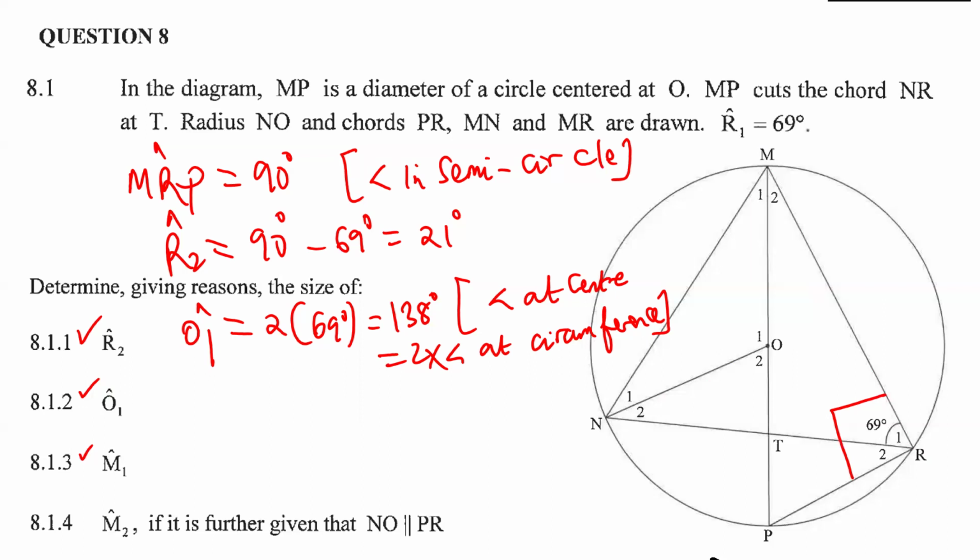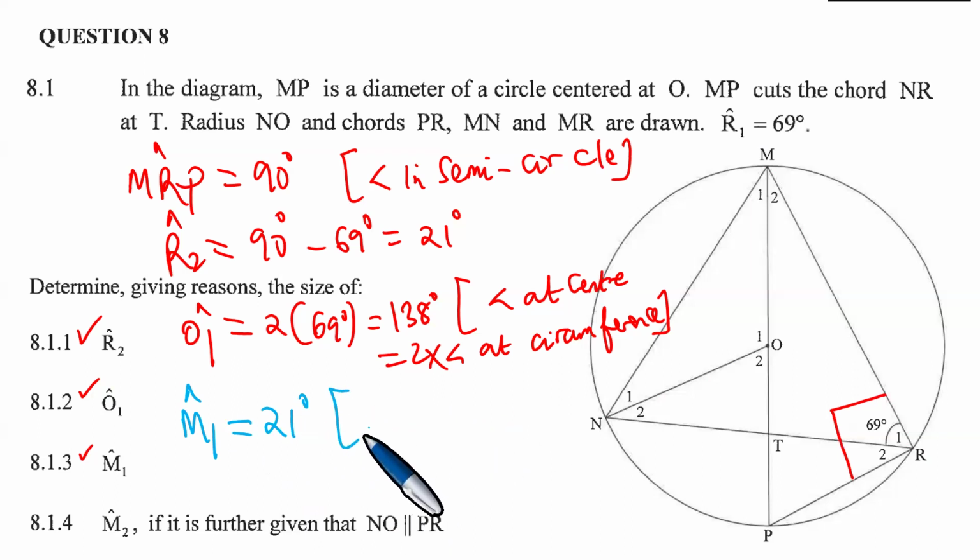I think M1 and N1 are equal because they are radii. Yes, that is true. I agree. So in my conclusion, M1 is equal to 21 degrees. Very well done, Tando. There it is. So in other words, the angle M1 is exactly 21 degrees.